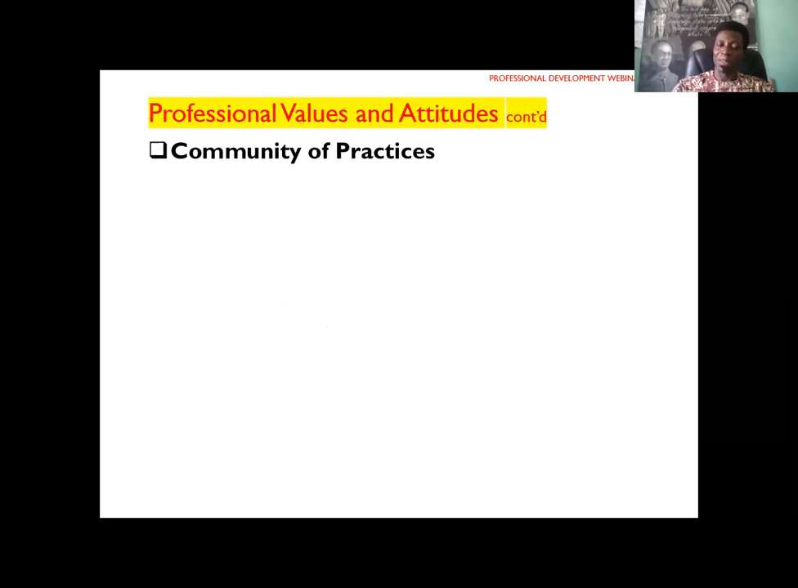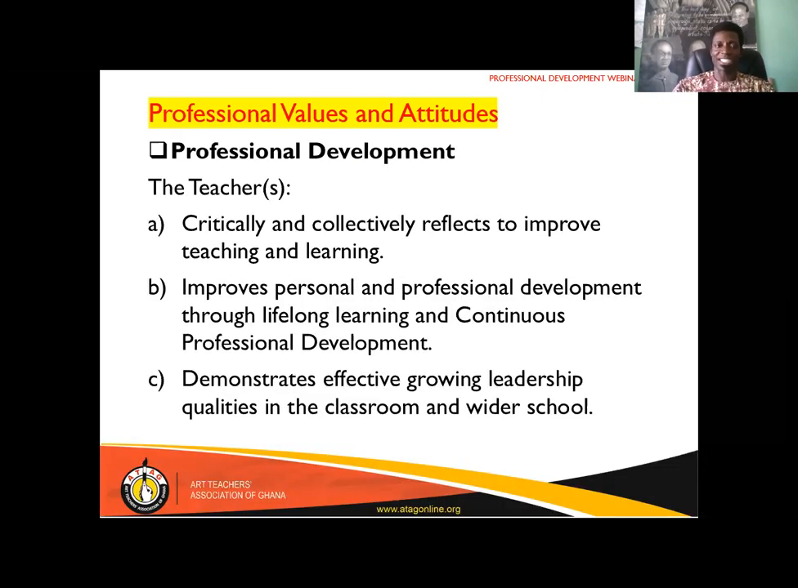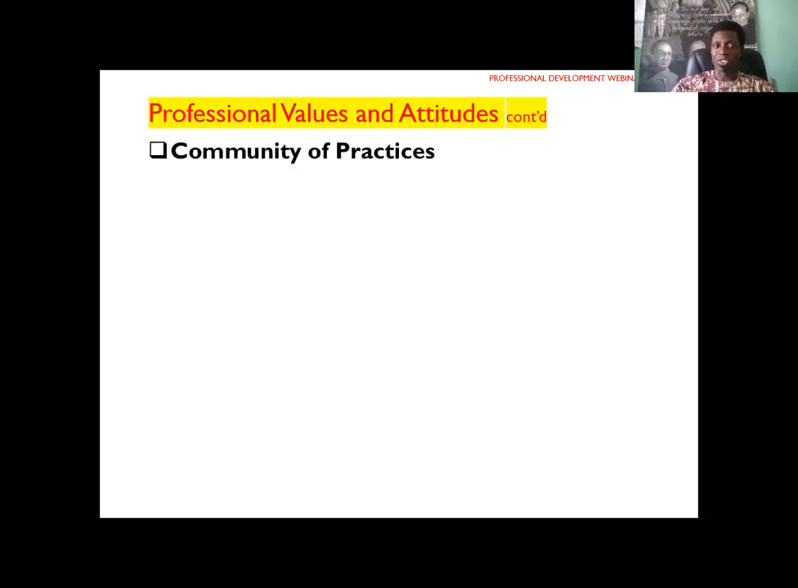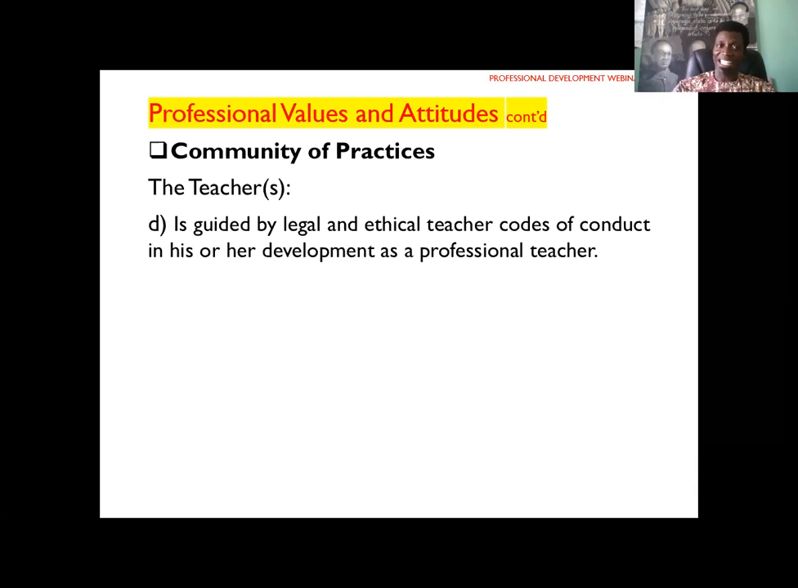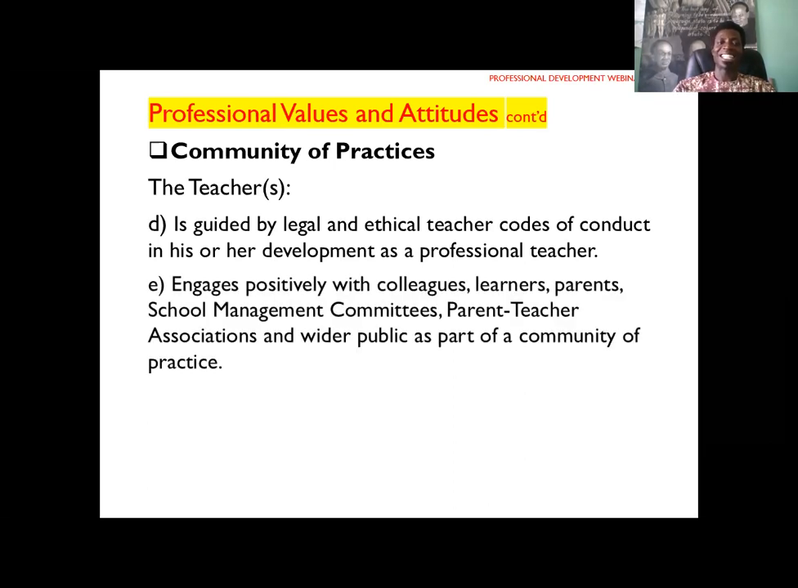Remember, under professional practice, we have professional development and then a community of practice. Under community of practice, what is expected of you as a teacher? A teacher is supposed to be guided by the legal and ethical teacher codes of conduct in his or her development as a professional teacher, and must engage positively with colleagues, learners, parents, the school management committees, parent-teacher associations, the SMC, and the wider public as part of the community of practice.